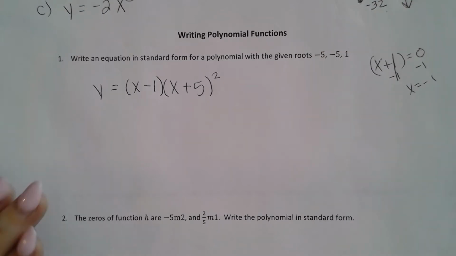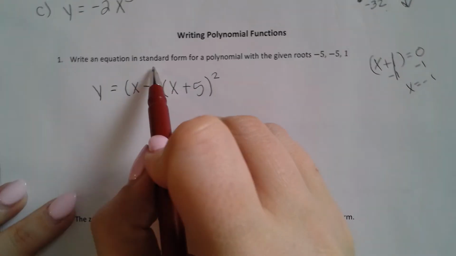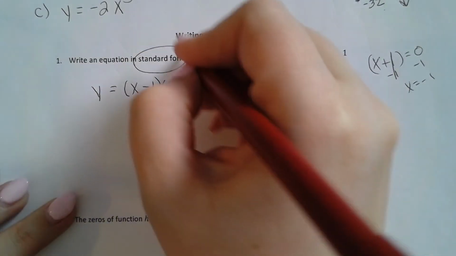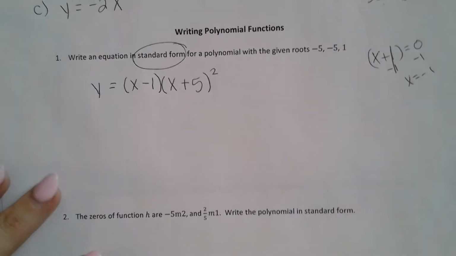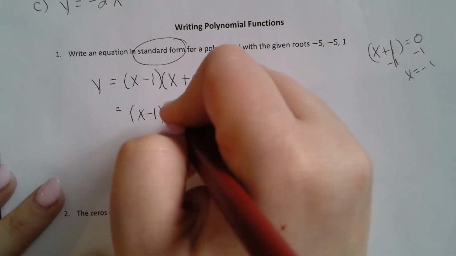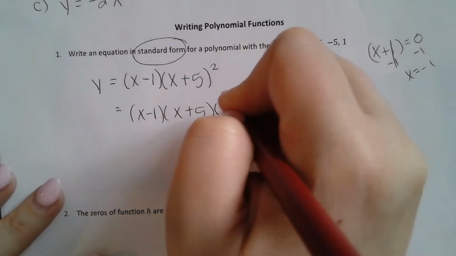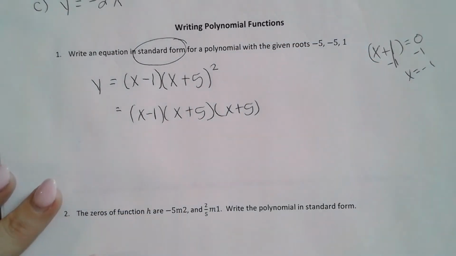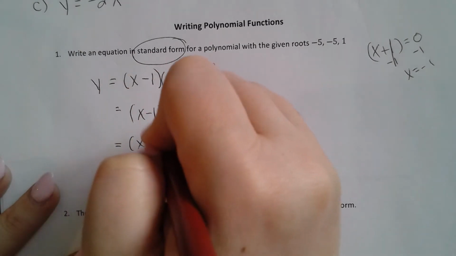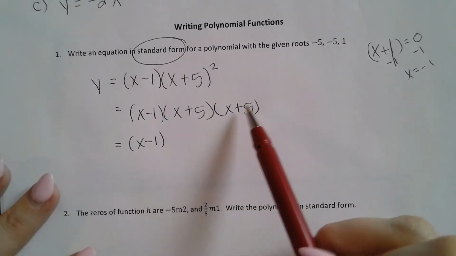But anyways, if it said factored form, we would circle this and we would be done. But this is standard form. It's asking for standard form, which means we're going to have to multiply this out. So we've got x minus 1 times x plus 5 times x plus 5. Doesn't matter what order you multiply these out in. I'm going to start with multiplying out the x plus 5 times the x plus 5.